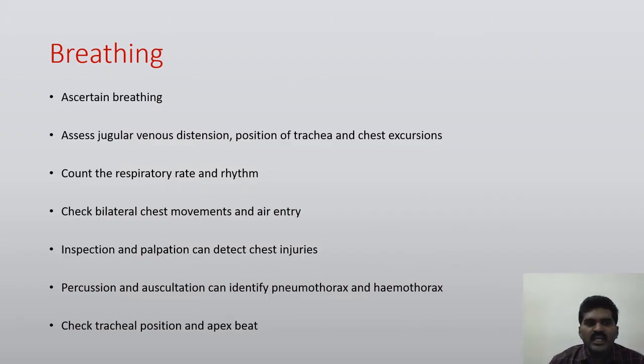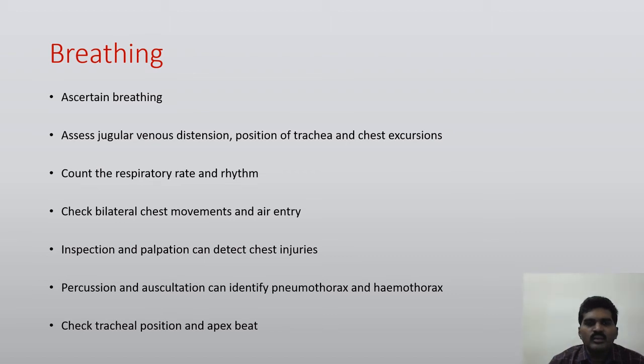Then you need to assess the breathing. Ascertain whether the patient is breathing or not. If the patient is breathing, assess for jugular venous distension, position of the trachea, and chest excursions. In chest excursions, you are going to note whether the chest is moving equally on both sides and whether chest movements are appropriate or not. You will have to look for a flail segment, if at all a flail segment is present. You need to count the respiratory rate and note the rhythm.